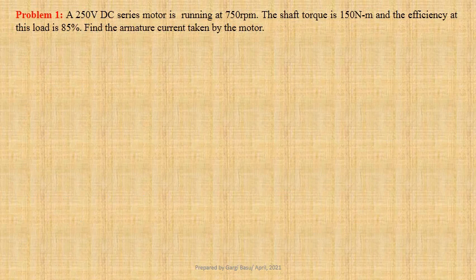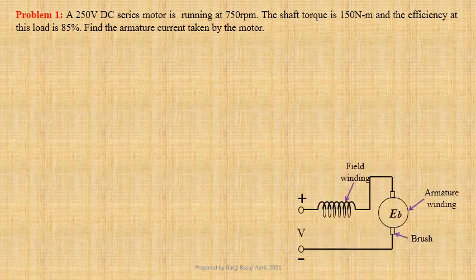A 250 volt DC series motor is running at 750 RPM. The shaft torque is 150 Newton meter and the efficiency at this load is 85%. We have to determine the armature current taken by the motor. Let us first jot down the given data.